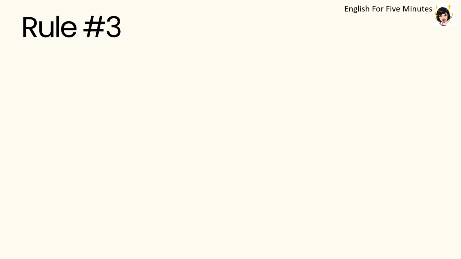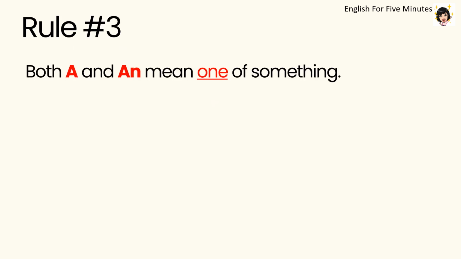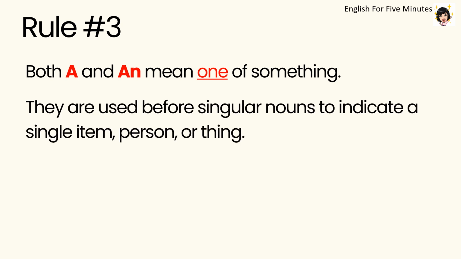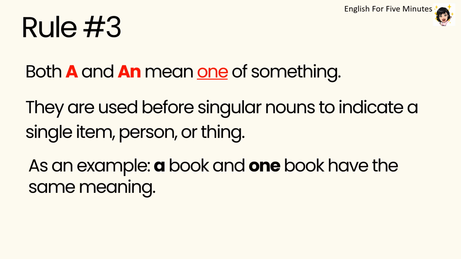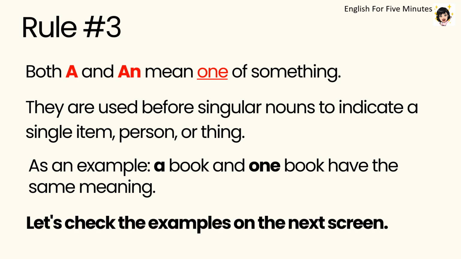Rule number 3. Both a and an mean one of something. They are used before singular noun to indicate a single item, person, or thing. As an example, a book and one book have the same meaning. Now, let's check the examples on the next screen.